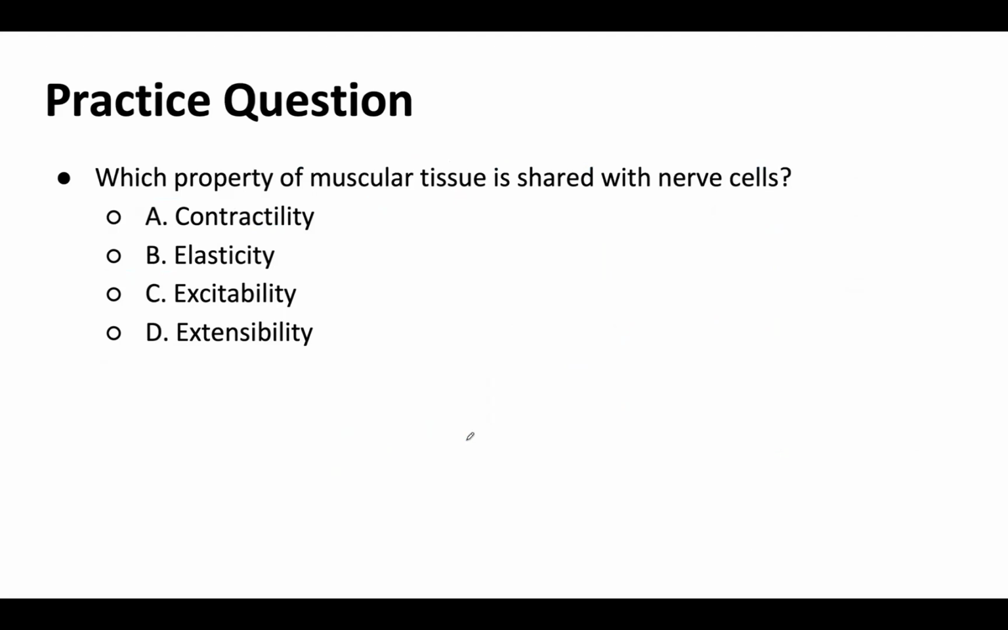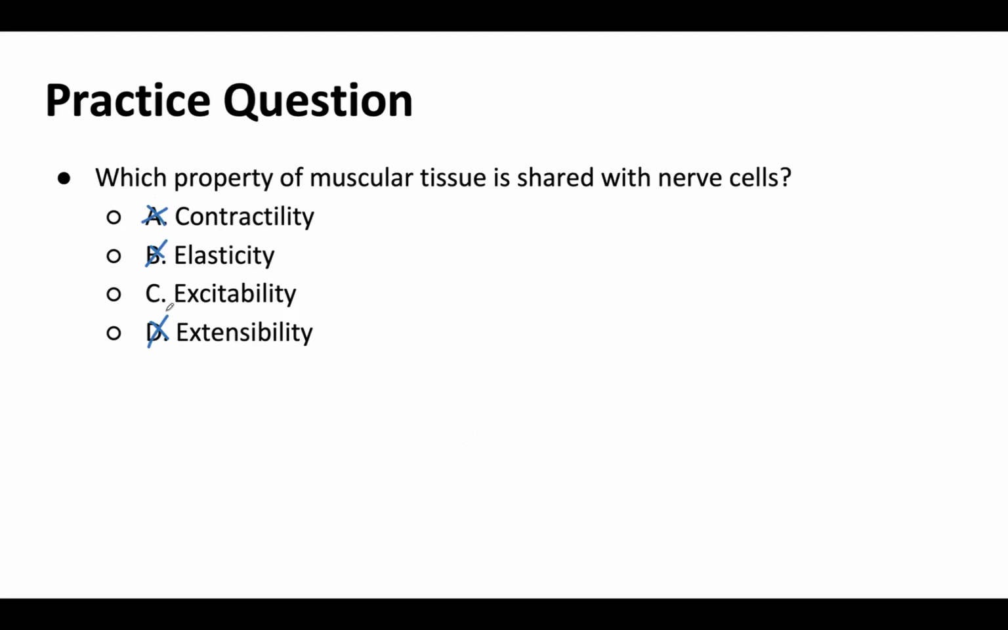All right, our practice question. Which property of muscular tissue is shared with nerve cells? Pause and think through this. And when ready, what do you think? Well, I don't think a nerve cell can contract, so I don't think that's right. This is a very muscle thing to do. One thing that you can also think about is nerve cells are not going to be very elastic or really able to stretch very much.